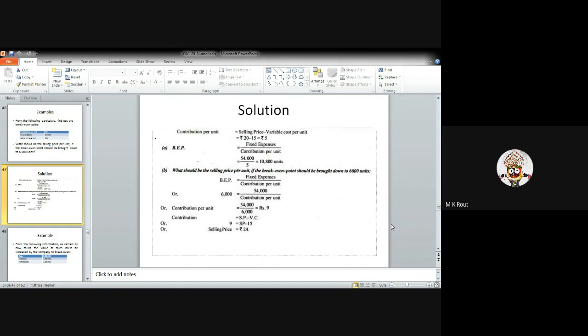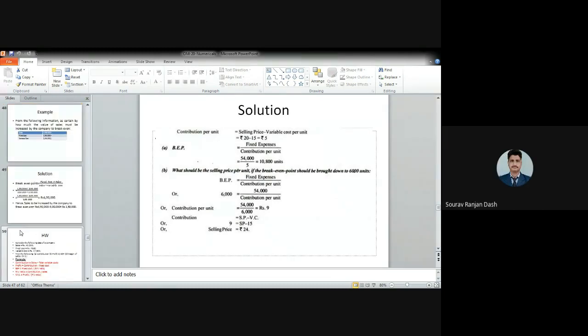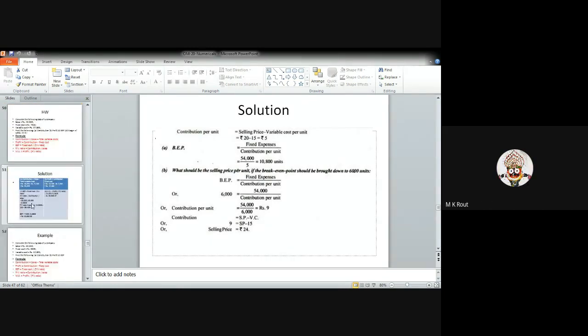Is it finished from your side? All of you? Yes, sir. Okay. So the next one is the last numerical from break-even point. Before solving this one, I will provide a few formulas related to your profit volume ratio, and in case of calculating the marginal profit or marginal sales.